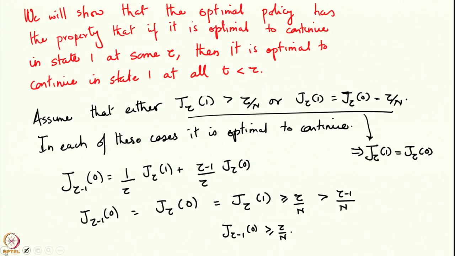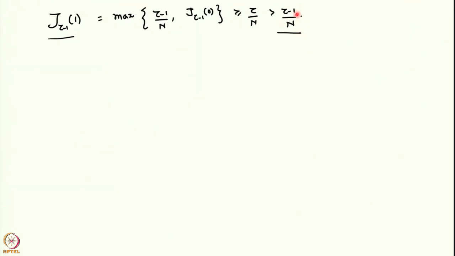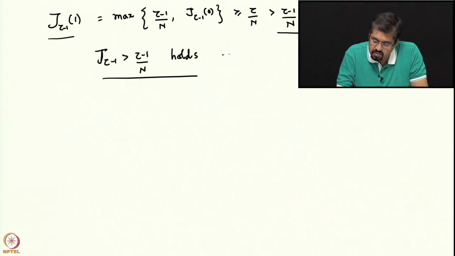Now, what is this basically telling us? It tells us that if either this or this holds at tau, then it also holds at tau minus 1. Which means that the assumption for J_{tau-1} holds, and we can now apply this logic once again for tau minus 2, then again for tau minus 3, and so on. In each of these cases, we get that it is optimal to continue.